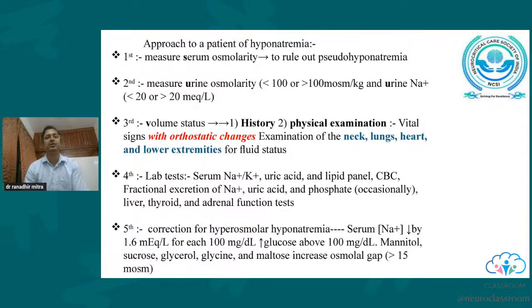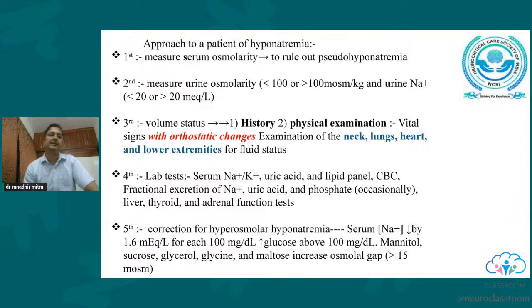The second step is to measure urine osmolarity. Normally, what is the response of the kidney? If there is a volume contraction or hypoosmolarity, there will be stimulation of osmoreceptors and stimulation of the kidney through the RAS system, and there can be retention of sodium and excretion of concentrated urine. In case of hypovolemic hyponatremia, there will be dilute urine. Suppose there is a volume contracted hyponatremia.